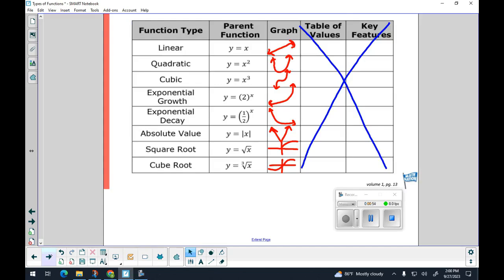All right, so here are our different types of functions. So we're going to start off with linear. Linear is going to be a line. You should be very familiar with that. Its parent function is y equals x, and it looks exactly like a line.